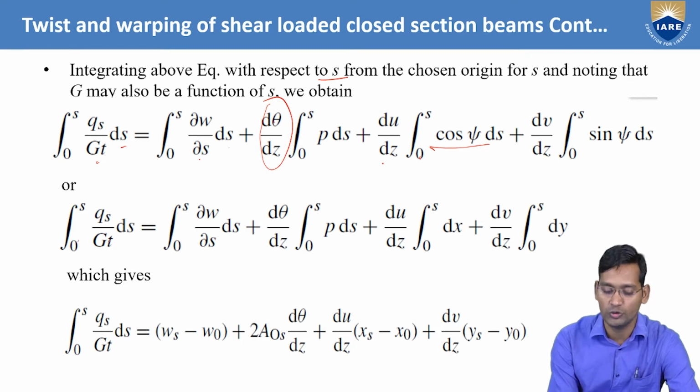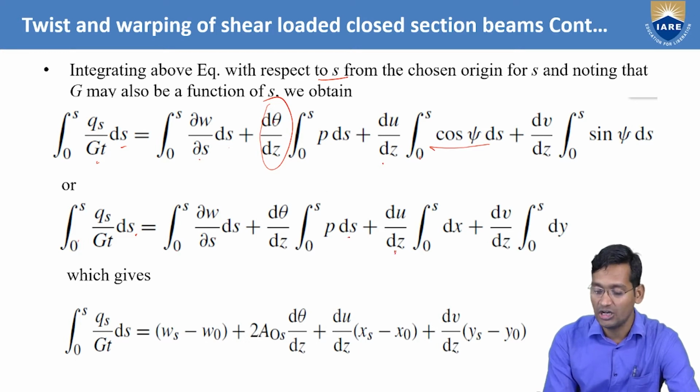So the integral from 0 to s of qs by Gt into ds equals, this term will be the same, integral 0 to s of del w by del s into ds, plus, again from this term, d theta by dz, integral 0 to s of p ds, plus du by dz constant, now cos psi ds.